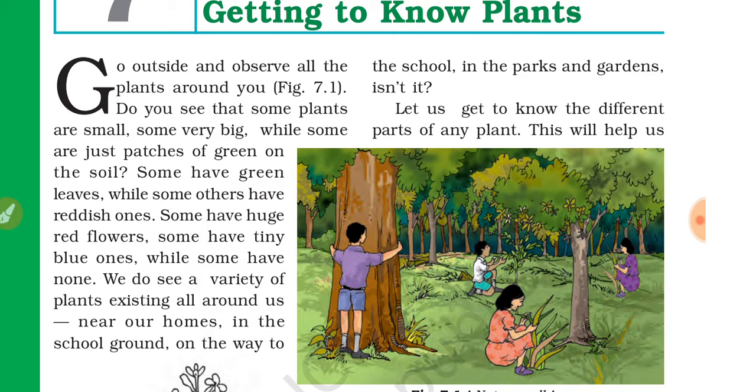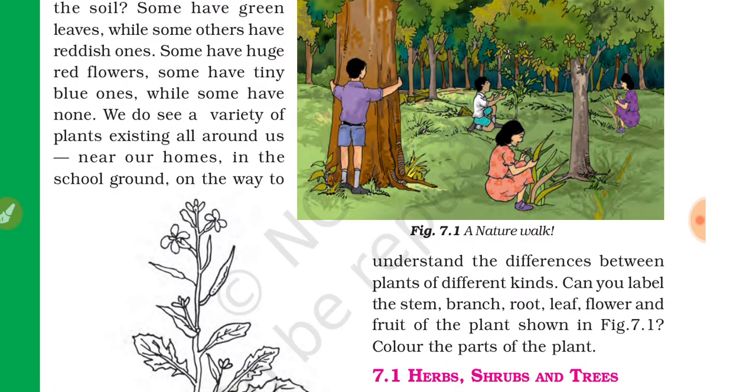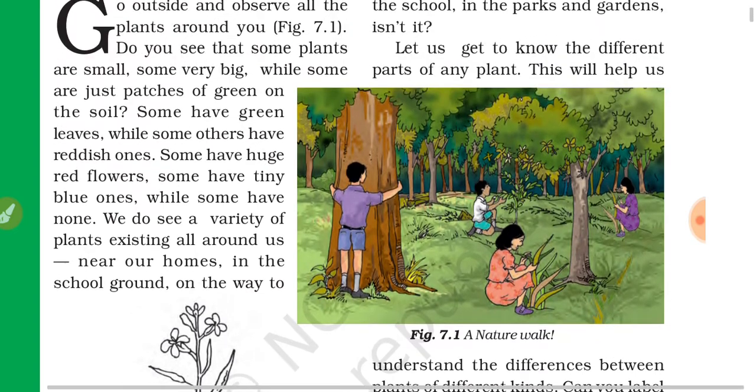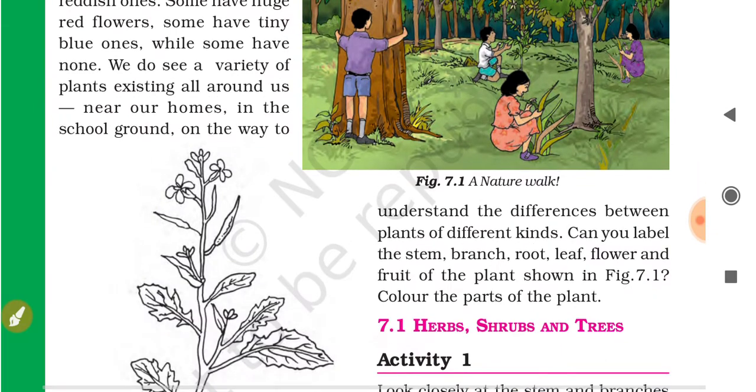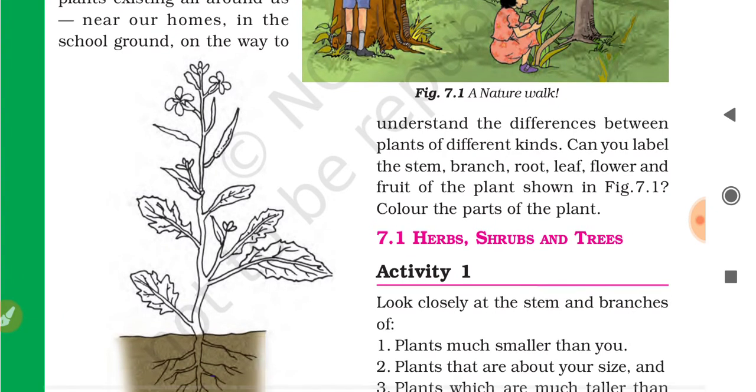Let us get to know the different parts of any plant. This will help us understand the difference between plants of different kinds. You can easily see in the figure that there are many types of plants here. One is thicker, one is thinner, and some are only small shrub-like structures. You can see this by going out into nature. Then you have to label them as stem, branch, root, leaf, flower and fruit of the plant, as shown in figure 7.1.